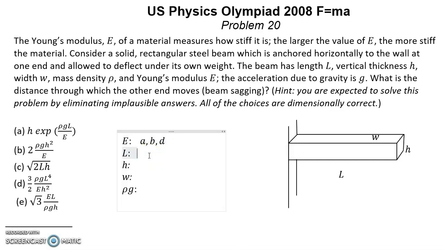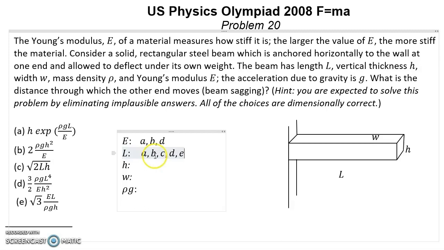Let's talk about parameter L. If we enlarge parameter L, for sure this deflection will increase, so this is good for choice A. For choice B, for choice C, for choice D, and for choice E. Oh, I'm sorry, it's not included in B, so B is no good.